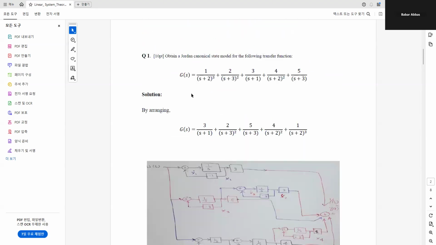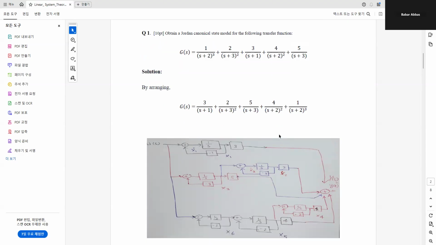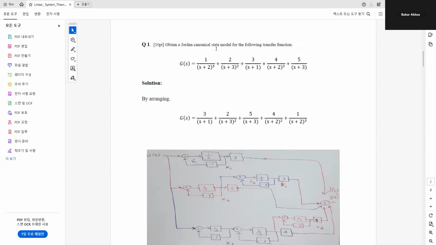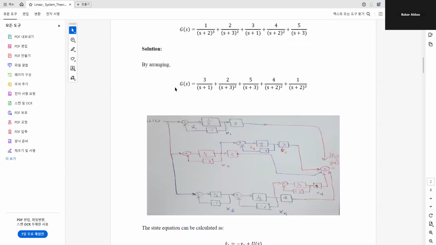So this is the solution of question number 1, where the transfer function is given over here, and by just arranging, we have this small arrangement here. So this is the Jordan canonical representation of this transfer function. Here, this is block number 1, and this is block number 2. We have poles of multiplicity 2 here, 2 poles at the same position, and this is the third block in which we have poles of multiplicity 3.